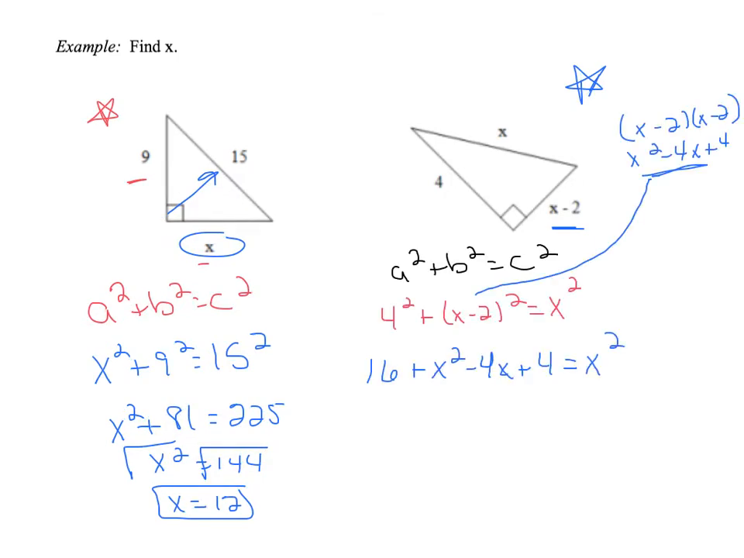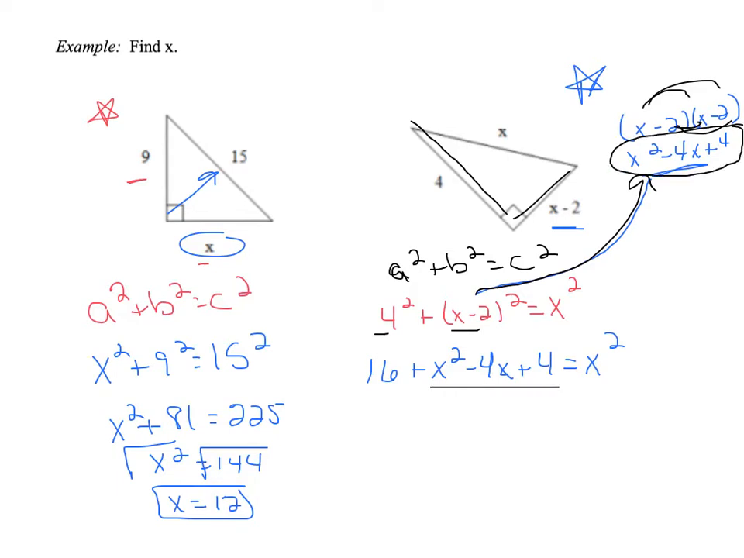Okay, so what you guys should have done is written your a squared plus b squared equals c squared. Plugged in your legs, so you've got 4 here and x minus 2. That's what I did here. Now the x minus 2 squared has to be expanded out. That's x minus 2 times x minus 2, which means you guys are going to have to do some foiling. So this is what we get here, the x squared minus 4x plus 4, so that's where this comes from.